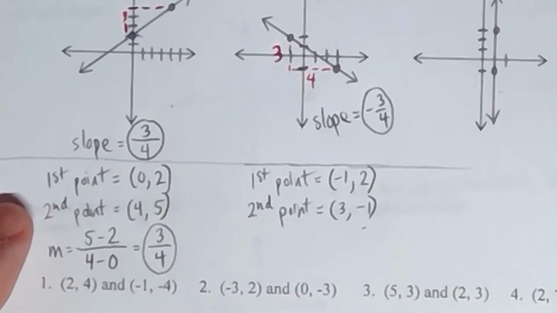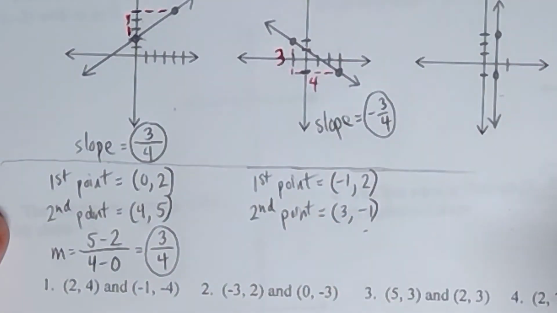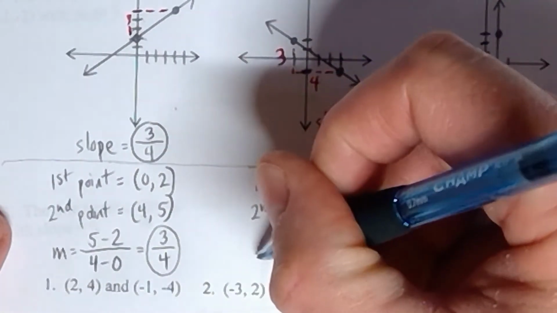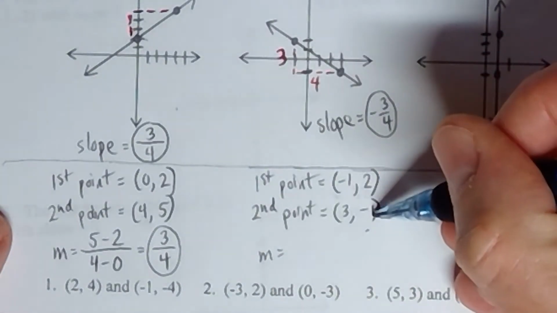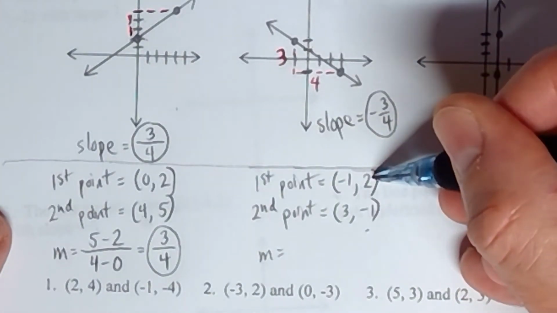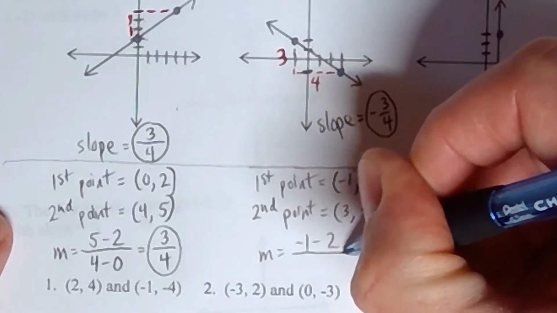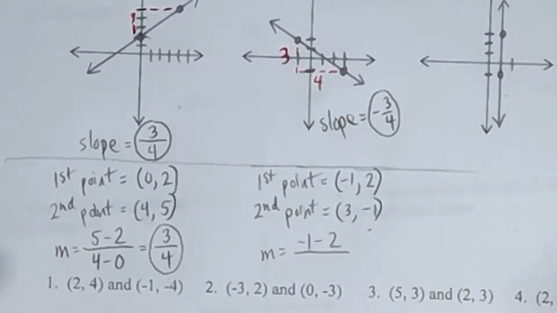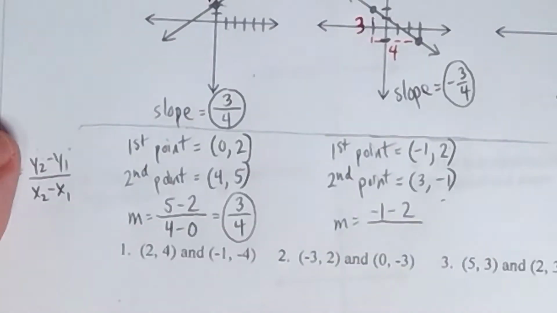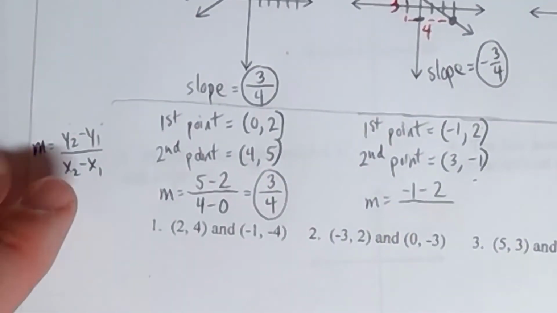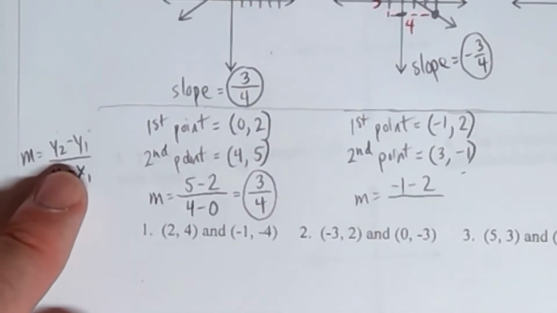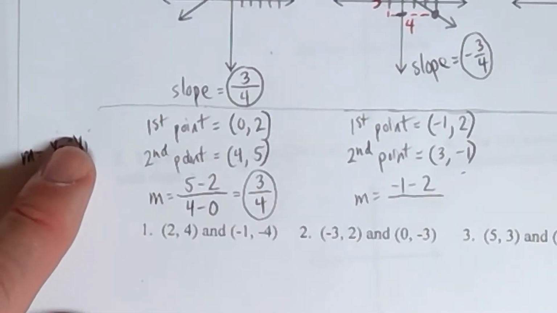Let's try that again over here. Okay, if I do that on this one, I get second y minus first y, negative 1 minus 2. Okay, and then this one, here's where you've got to be careful. A lot of students miss this. Remember, there is already a minus sign built into the formula. Okay, the minuses are already there.